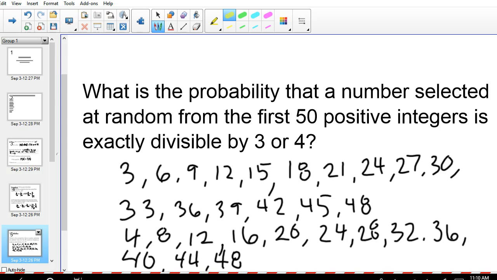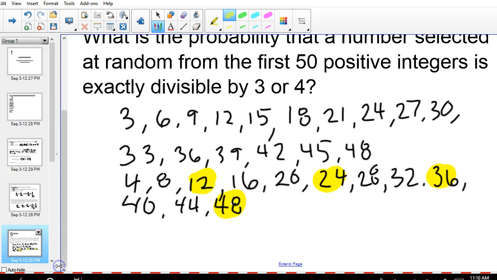So if we look at the numbers that are double, 12 is there twice, 24, 36, and 48. Okay, so those are our numbers that are divisible by both 3 and 4. So you can do it a few ways. You can just count all those numbers except for the 4 that overlap, or if you want to use the formula, which I'm going to use just because.